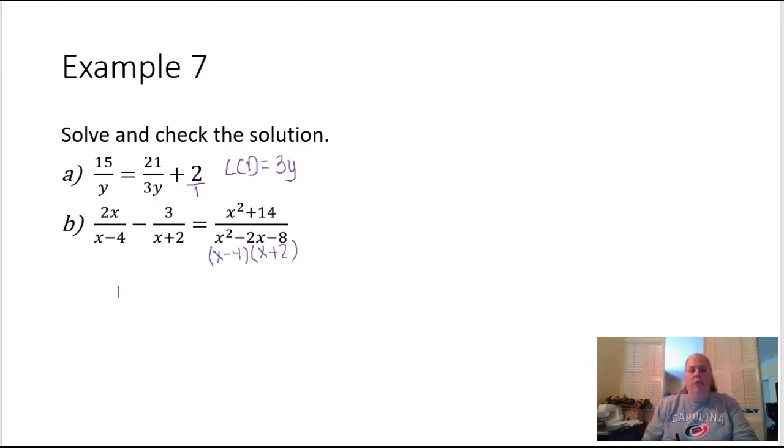Alright, so for the least common denominator, I need to be sure I have an x minus 4, and I need to be sure I have an x plus 2, and then I don't have anything new here, just the x minus 4 and the x plus 2, so it looks like that's going to be my least common denominator.